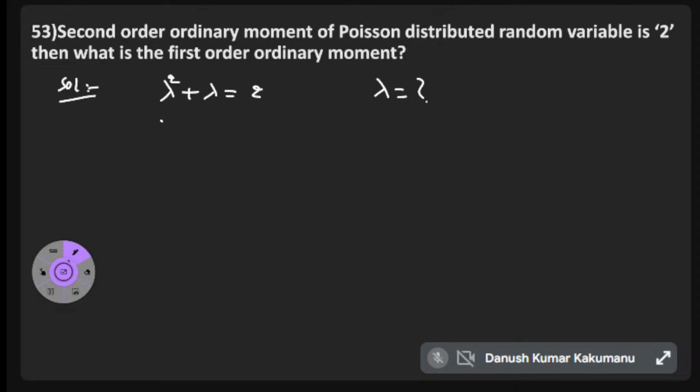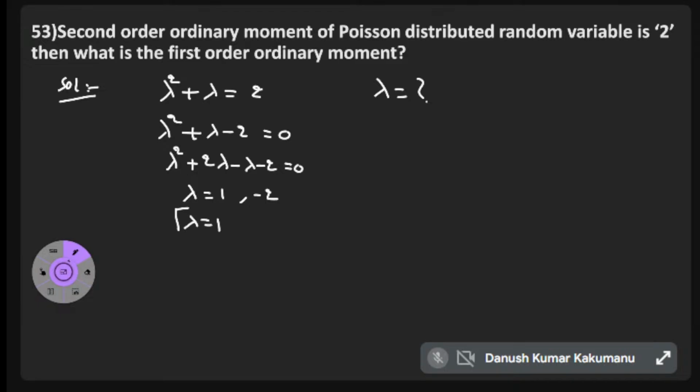Find it from here: lambda square plus lambda minus 2 equal to 0, so lambda square plus 2 lambda minus lambda minus 2 equal to 0. The results are lambda equal to 1 and minus 2. Which value is correct? Lambda equal to 1 is the only correct one, because lambda is NP, where N is positive and P is also positive. Lambda square plus lambda is the mean squared value, and we are asked for the mean.